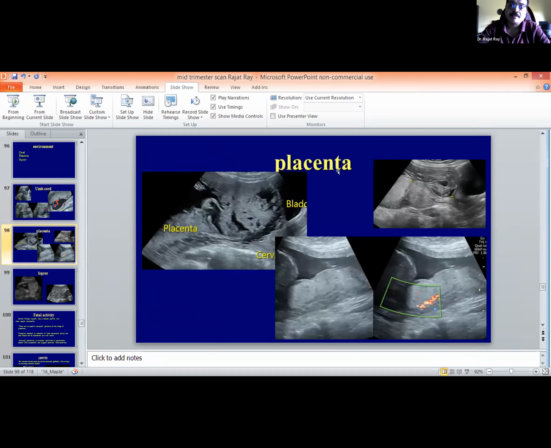Then the placenta, you look for the substance of the placenta, the distance of the lower margin of the placenta from the cervix, and the retroplacental area. That's the normal retroplacental area having the venous complexes. So if it is disturbed like this, if there are multiple lacunae, you must rule out placental accreta disorders.